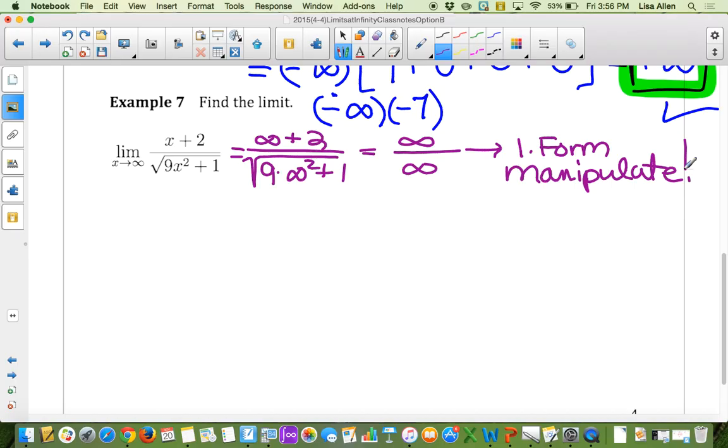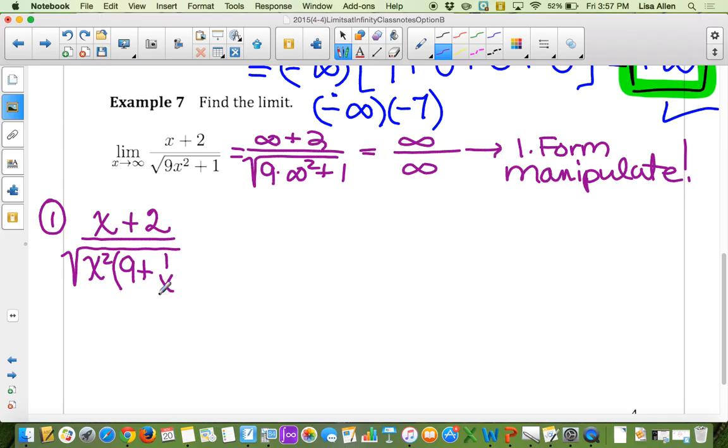So we're going to go back, step 1 again, and we're going to manipulate the same way we did it with the first example that I did tonight. Example number 4. So we've got x plus 2 now. And now what I'm going to do is some weird factoring again. So we're underneath the square root, and I'm going to factor out an x squared. When I do, that leaves me with 9 plus 1 over x squared.